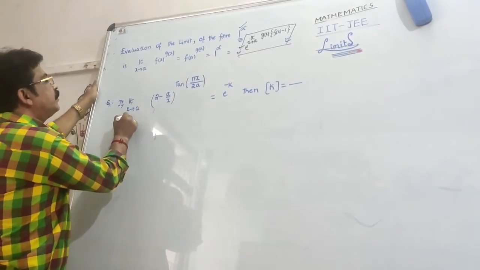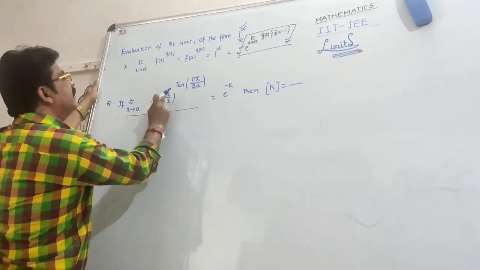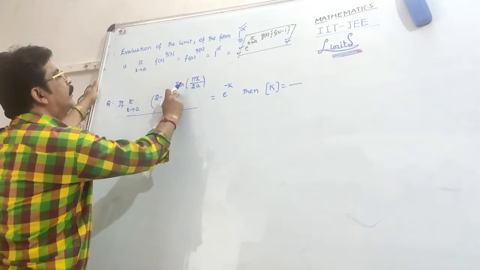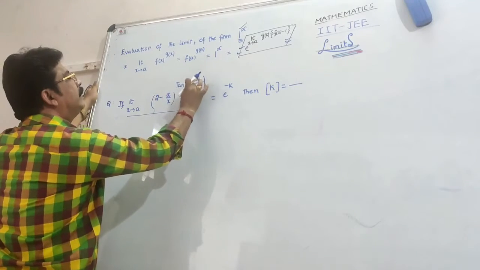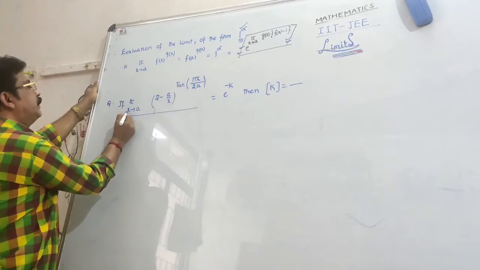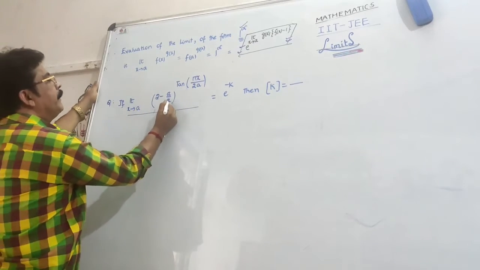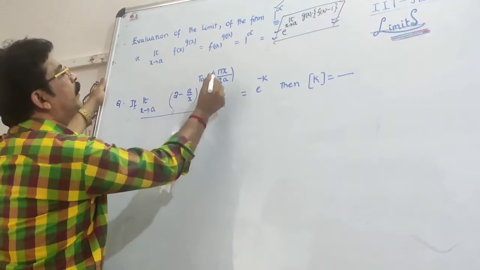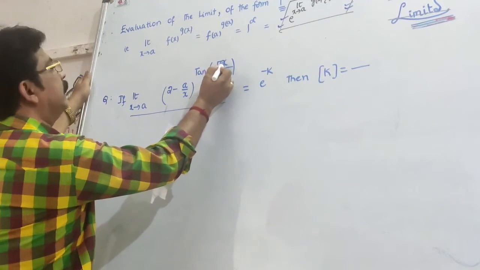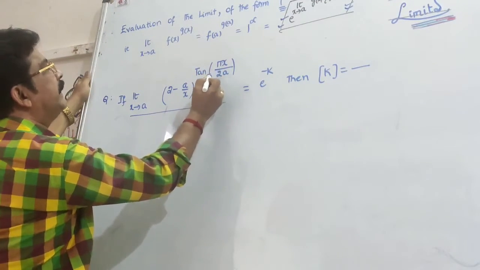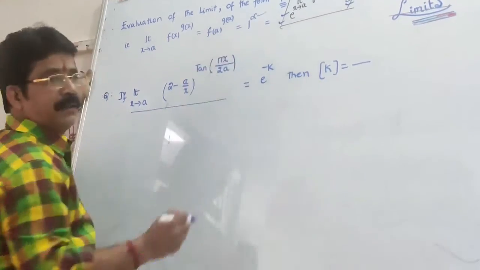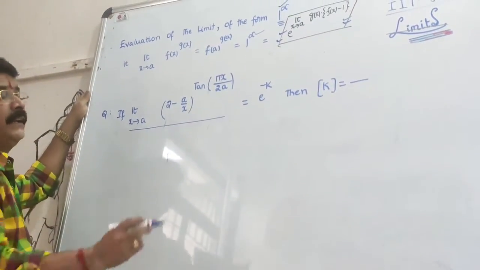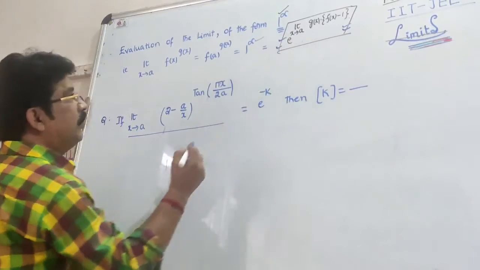If limit x extends to a, (2 minus a by x) whole to the power of tan of pi x divided by 2a. Okay, put directly x equal to a, then a by a is 1, 2 minus 1 is 1, so 1 to the power of tan of pi by 2, which is infinity. So again we are obtaining 1 to the power of infinity. Therefore we are using this shortcut.